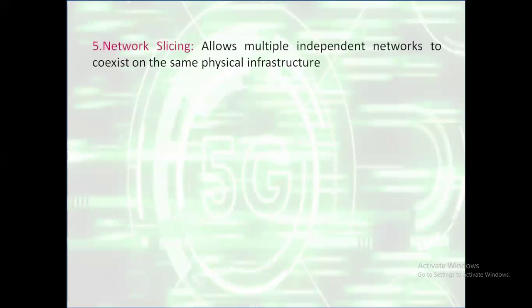Next, network slicing. Network slicing is a revolutionary feature of 5G architecture, allowing multiple independent networks to coexist on the same physical infrastructure. This is the main advantage of network slicing. This enables operators to create customized networks for specific use cases such as IoT, the Internet of Things, mission critical communications, or enhanced mobile broadband, each with its own set of characteristics and requirements.